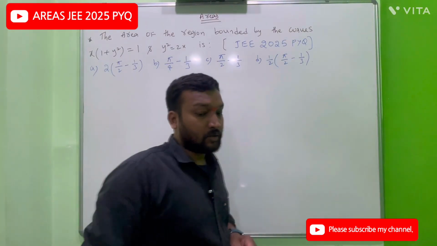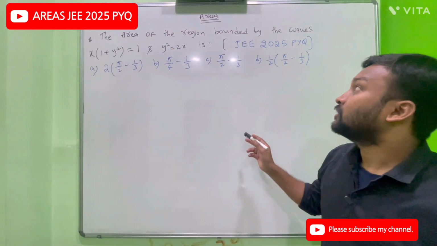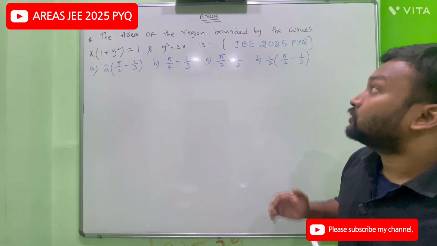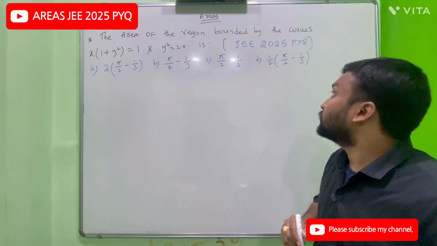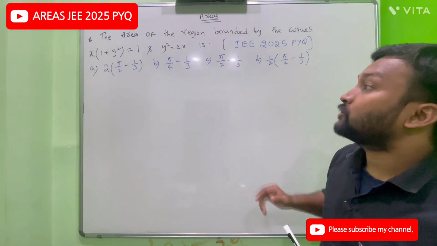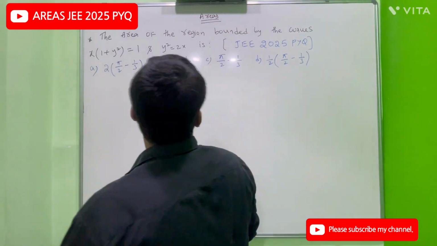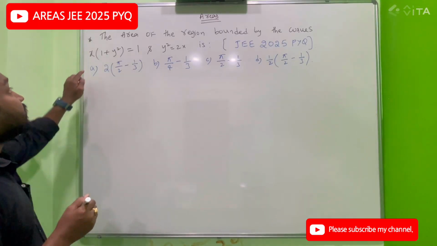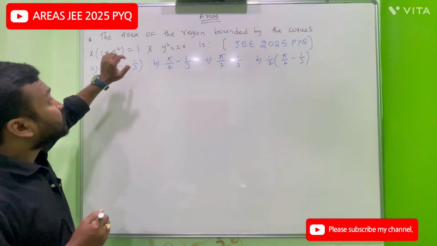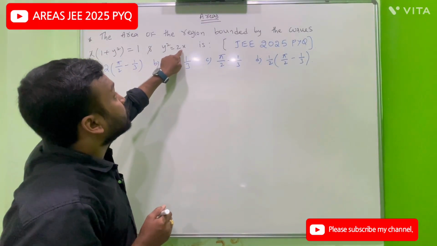Hi, hello everyone. Today I am going to explain this question from the chapter on areas, asked in the year 2025 JEE. What is the question asking here? The area of the region bounded by the curves x(1 + y²) = 1 and y² = 2x.